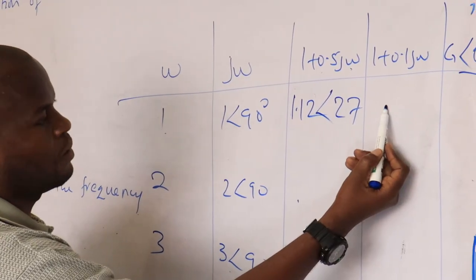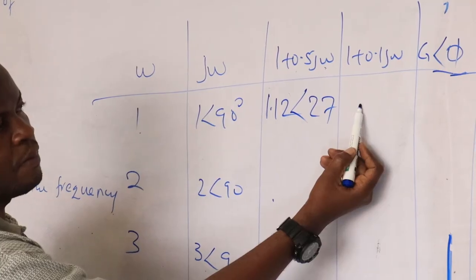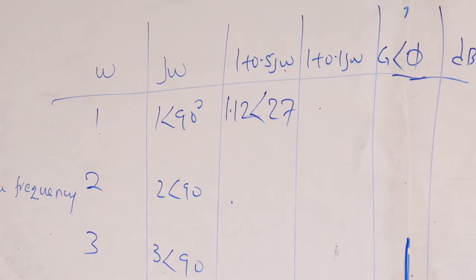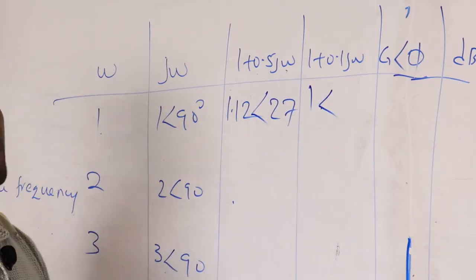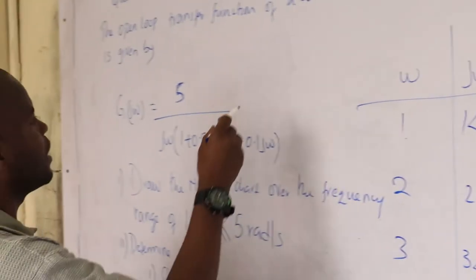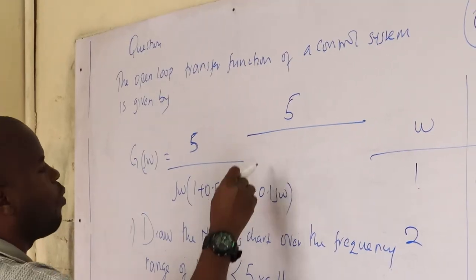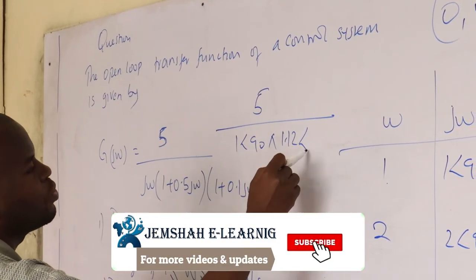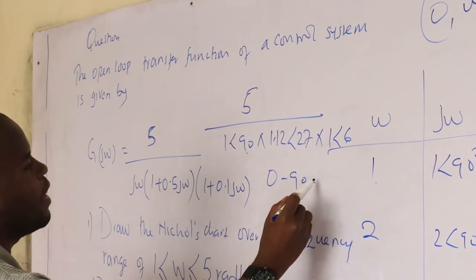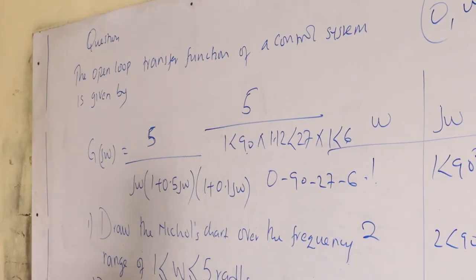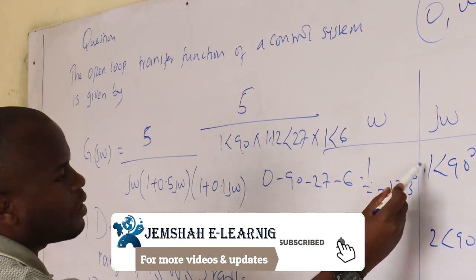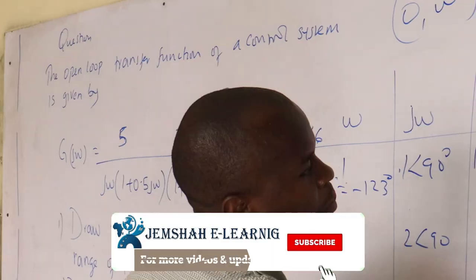Then what is here? Because this is 1, 1, 0.1, and you change that into polar: 1.005, with an angle of 5.7, which we can talk of as 6. And from there, using De Moivre's theorem, come back to this. It will now be 5 divided by 1 angle 90 times 1.1227 angle 27 times 1 angle 6. You take the angles: 0 minus 90 minus 27 minus 6, which is going to be minus 123 degrees.